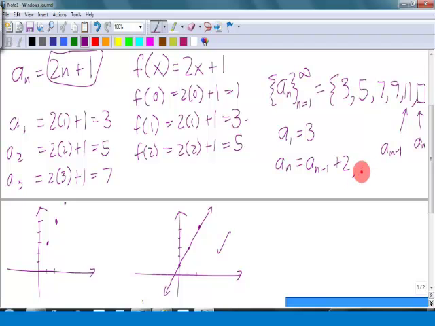This is only valid if n is greater than or equal to 2. We can't use that for the first term. The first term has to be given. We've got to start somewhere, start at 3. And then once we start at 3, wherever we need to be, we just look at the term in front of it, because there is no term in front of the 3 to look at. But after we get to 3, we just look at the term in front, we add 2, and that gives us the next term. This is called a recursive definition.